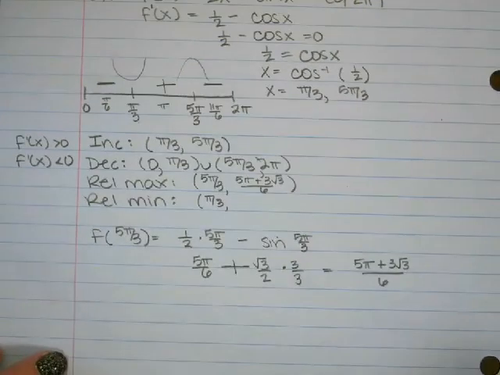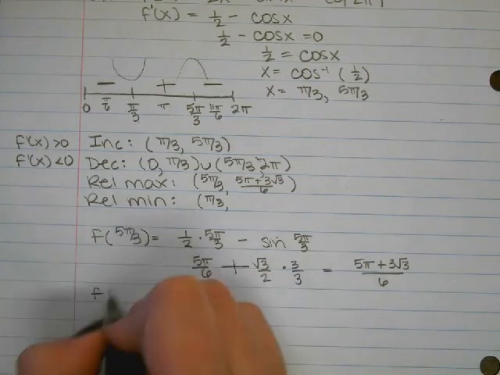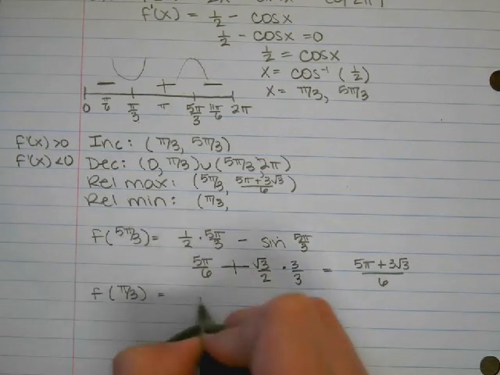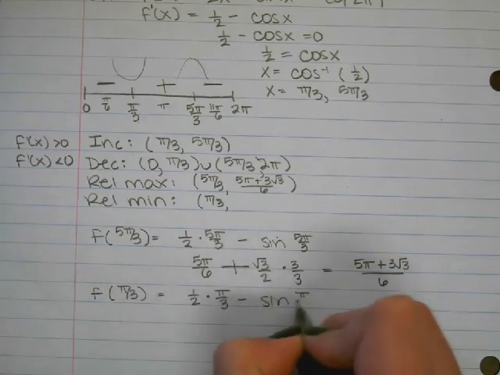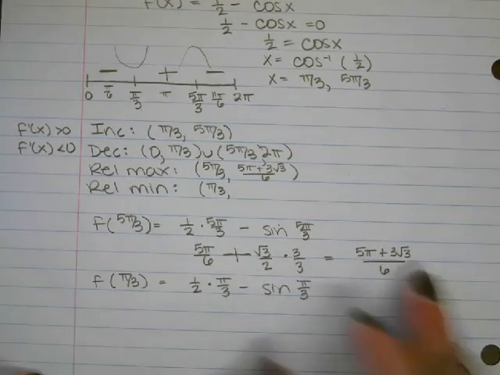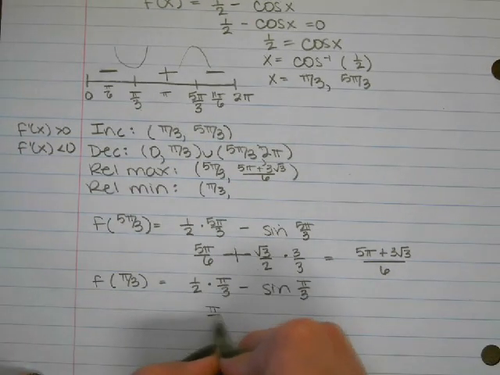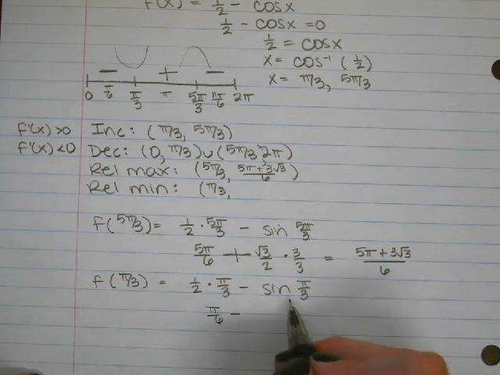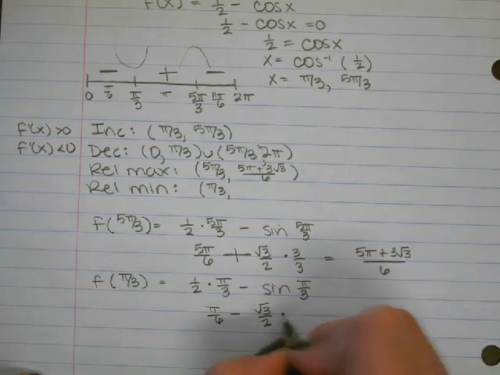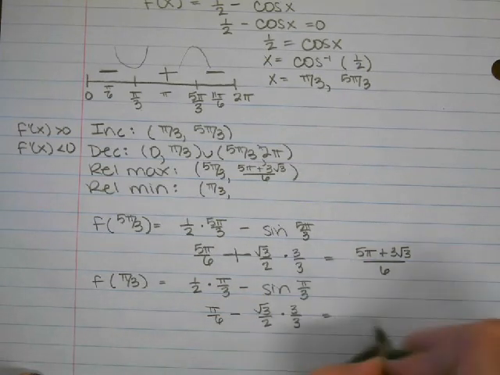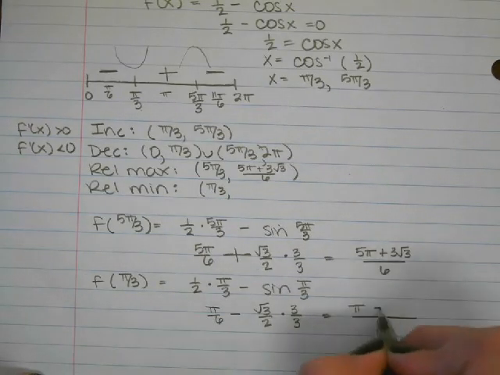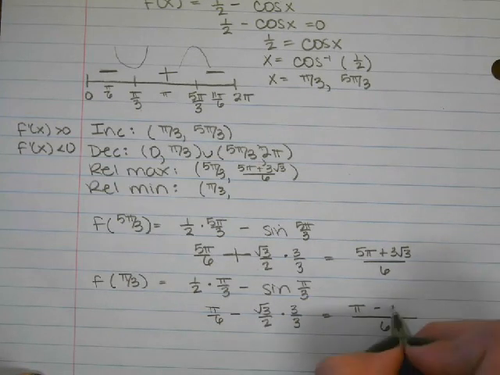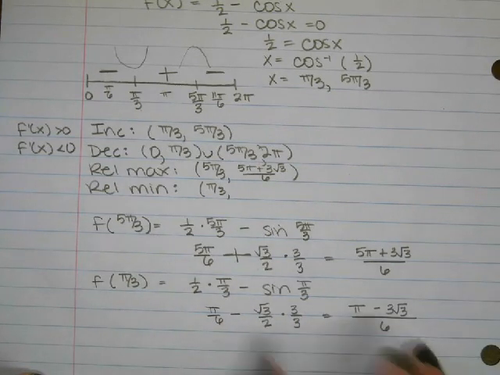The next one's a little bit better because the number we're plugging in is not as messy. So here we're going to have 1/2 times pi thirds minus sine of pi thirds. 1/2 times pi thirds is going to give us pi over 6. Sine of pi thirds is just root 3 over 2. So again, we need that common denominator of 6. We're going to have pi minus root 3 times 3. And so that is our other y coordinate.